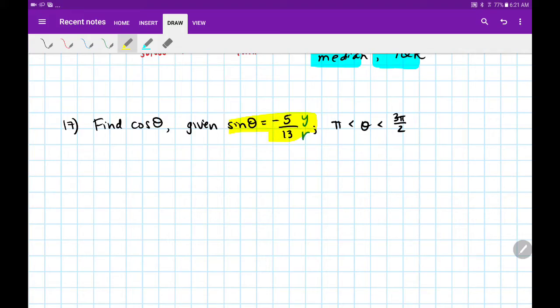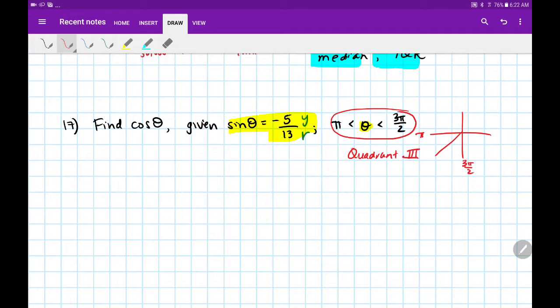Okay, so that's piece of information number 1. Number 2, they're telling me theta is between pi and 3π/2. Well, pi is 180 degrees. 3π/2 is 270 degrees. So when it says that theta is in between them, what they're really telling me is, hey, you're going to be in quadrant 3. And with those two pieces of information now, we can actually create our triangle and then use that to find cosine. So let's do it. Let's piece this together.